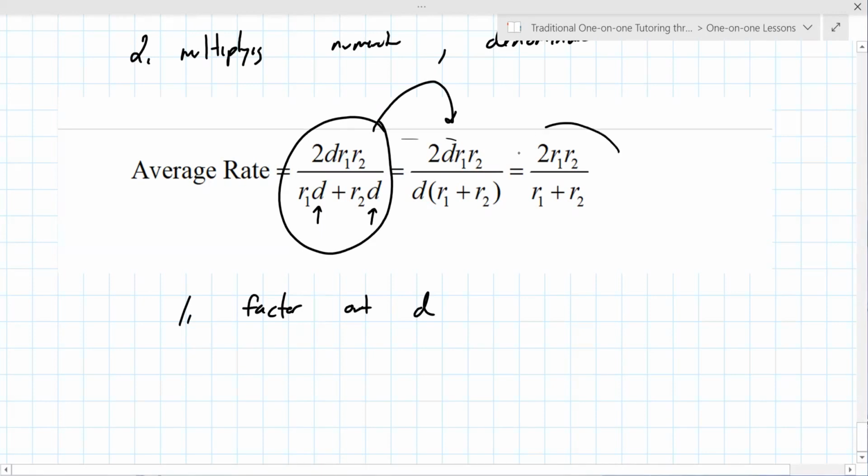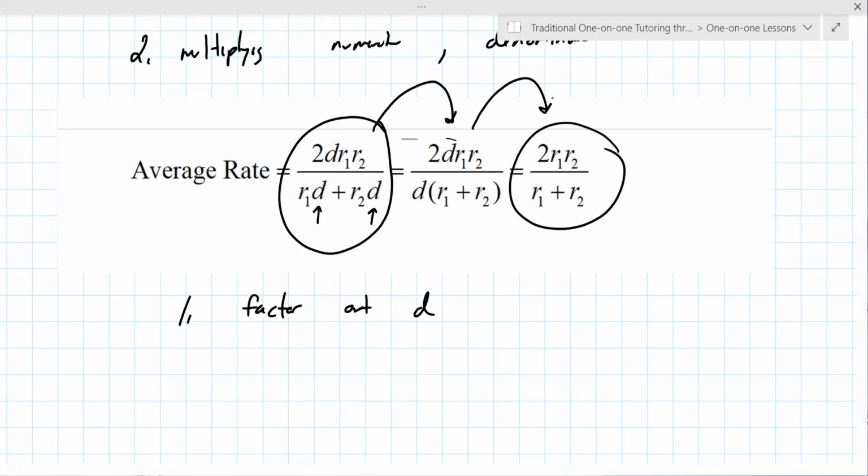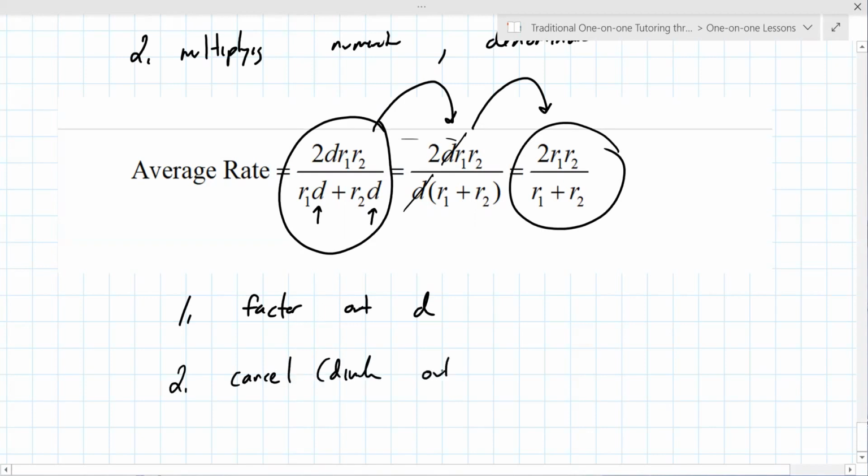How we factor out the D in other situations. So now, what is missing? What is no longer here that was here in the previous step? D. So the next thing is you cancel, or the correct word is divide out D. So that's 1 and that's 2.